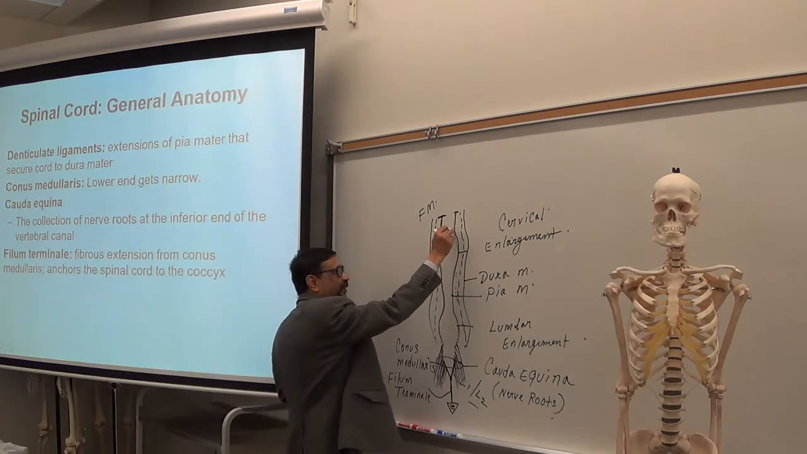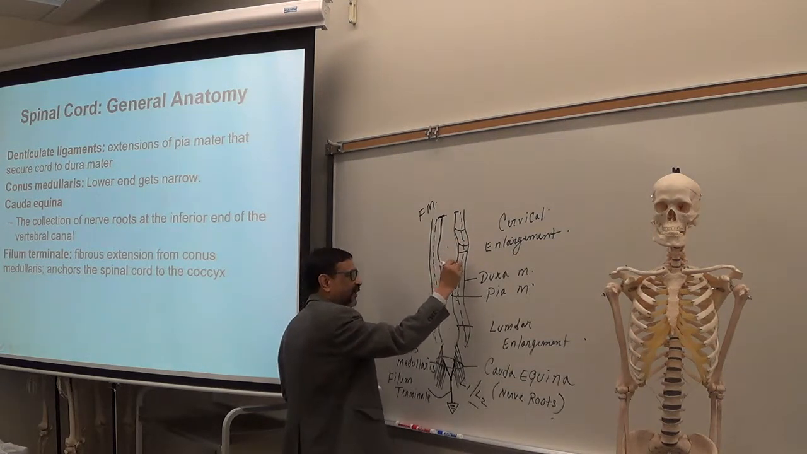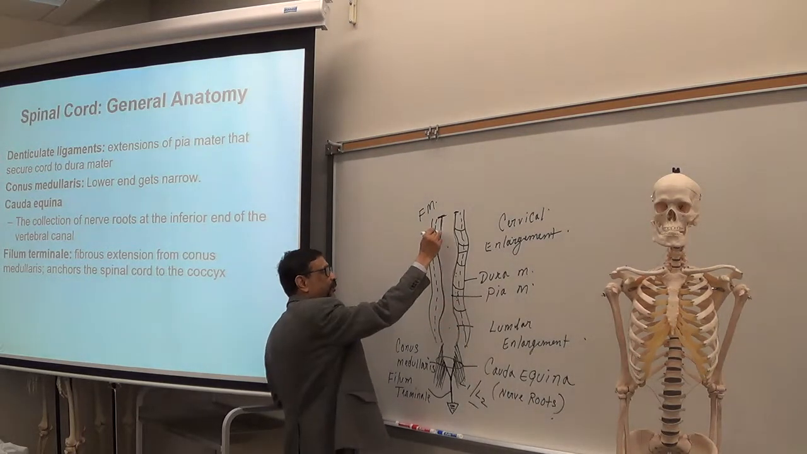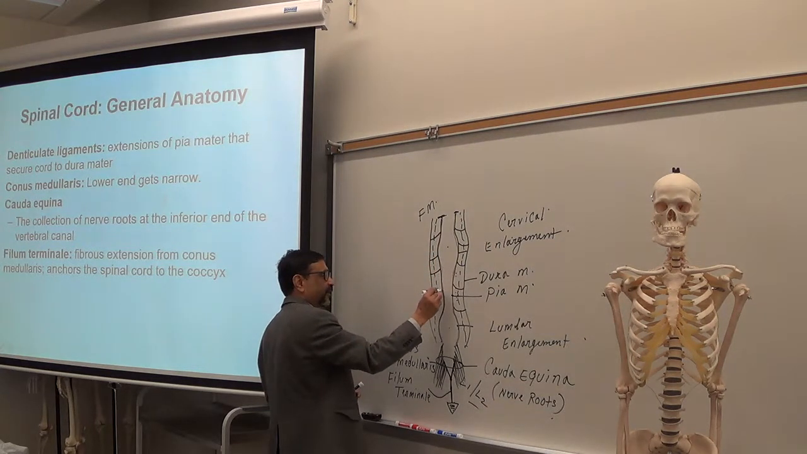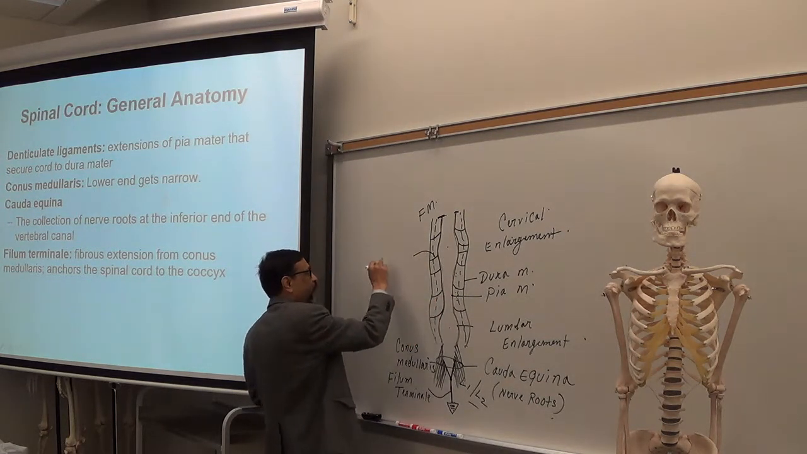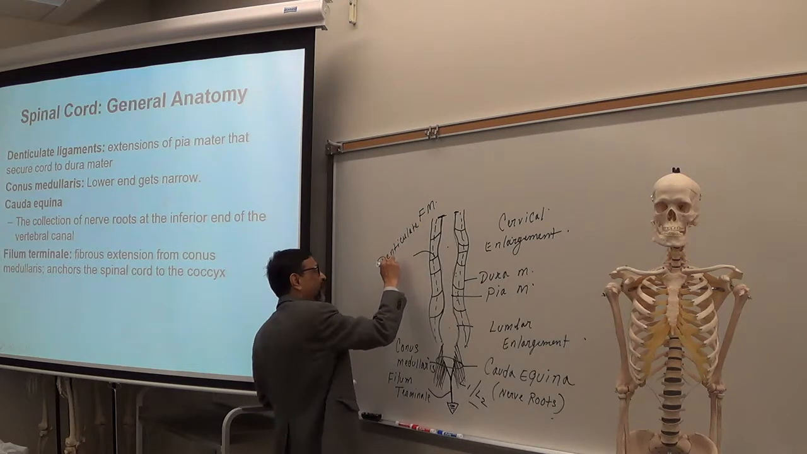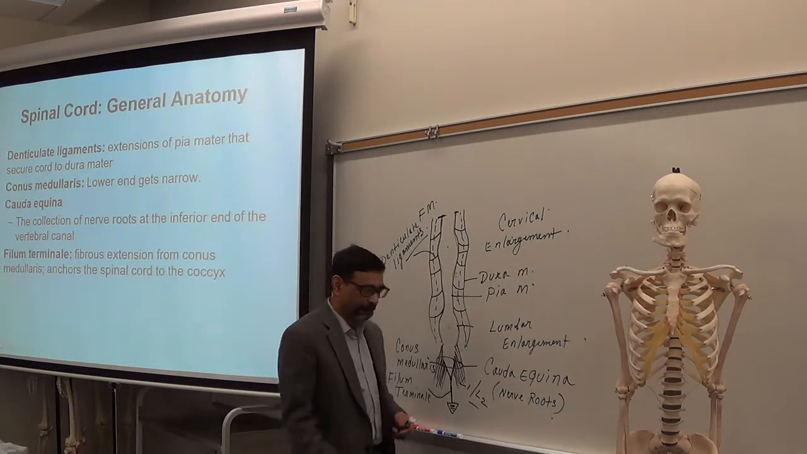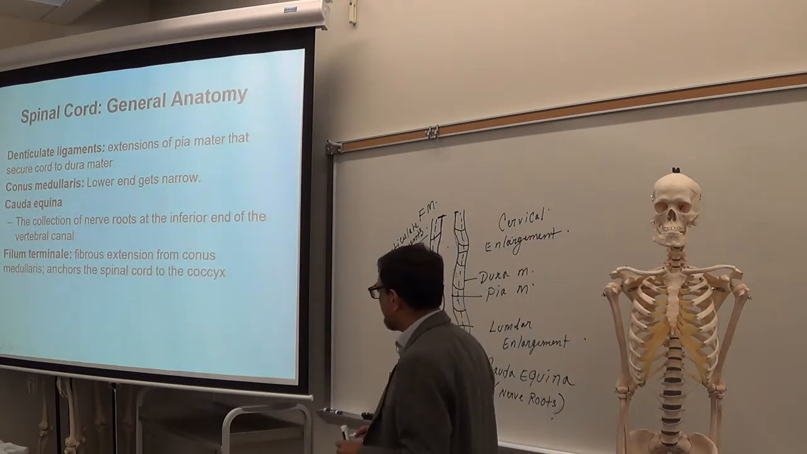What happens is, from the pia mater, ligaments arise like this, and they pass through the arachnoid and get attached to the dura. So from the pia mater, ligaments go all the way to the dura mater. These ligaments are called denticulate ligaments. So that's the external structures in the spinal cord.